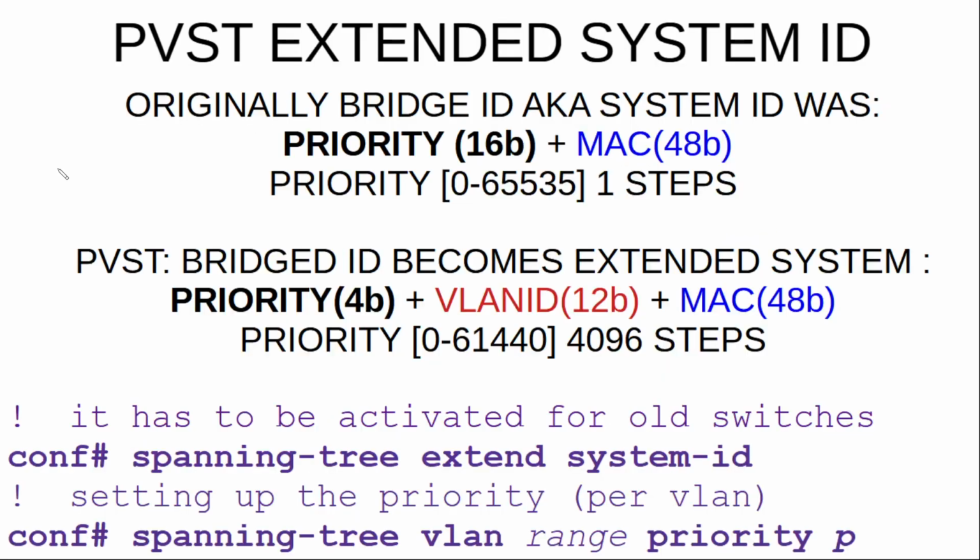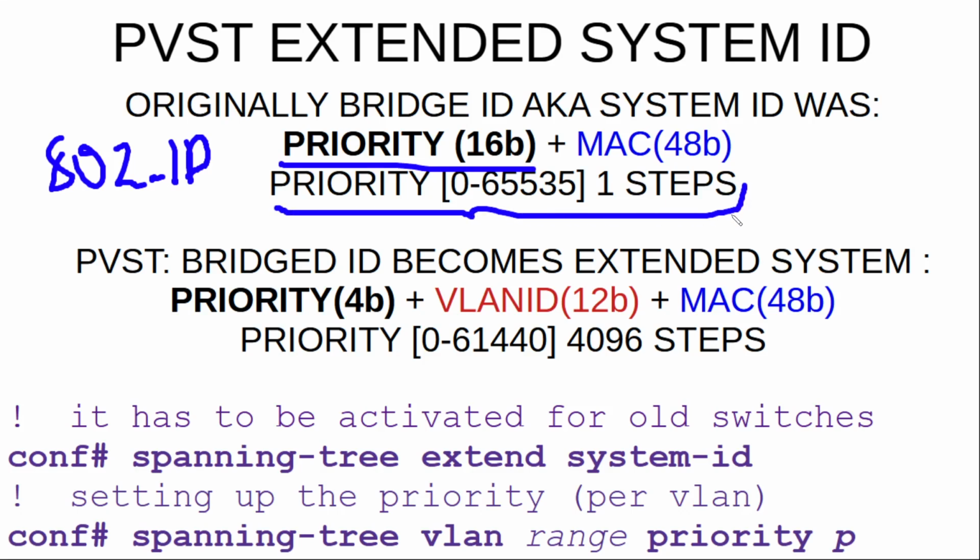Now, when using Rapid Per-VLAN Spanning Tree Plus, an issue comes up. With the original 802.1D, you could set up a switch priority using this 16-bit priority number. So you could use these values, but when using Rapid Per-VLAN Spanning Tree Plus, you must specify to what VLAN this priority is being assigned.